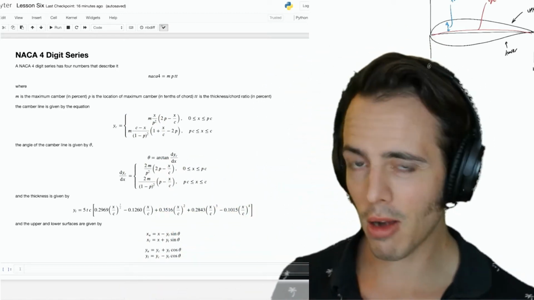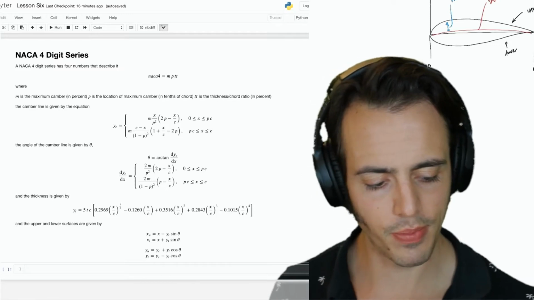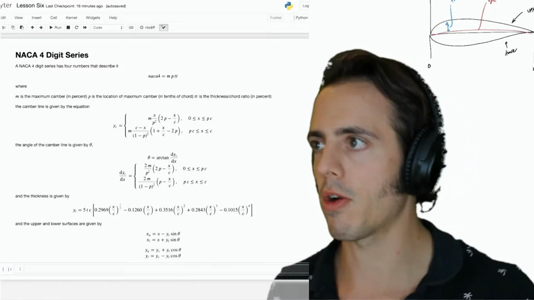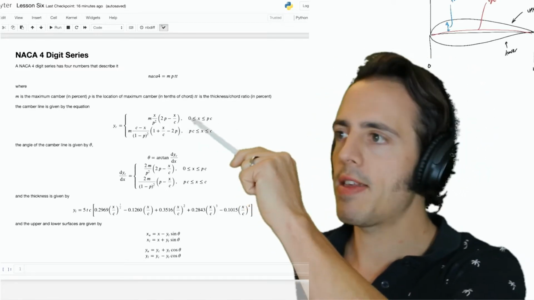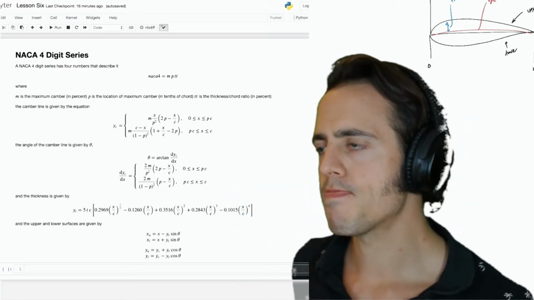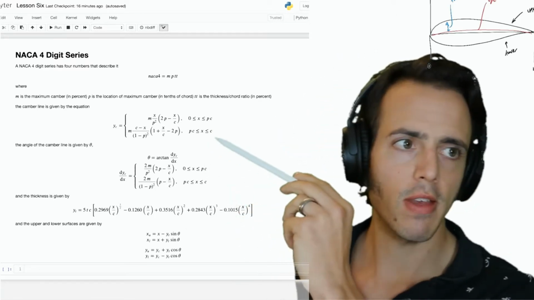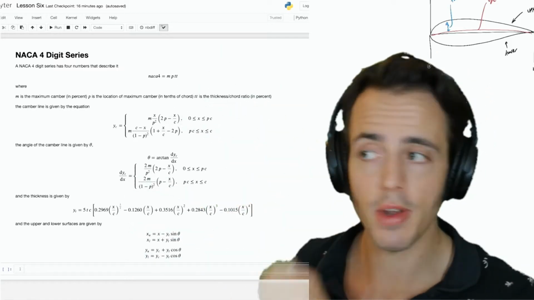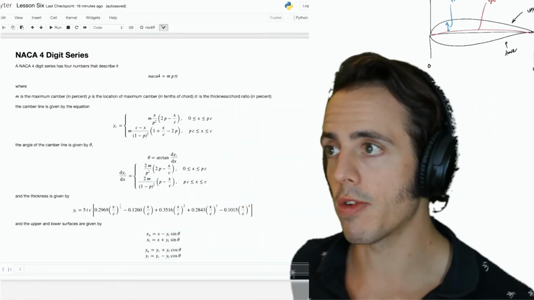If you like or don't like this, let me know and we can figure out what's the best means to get this information across. But what we've got here is an introduction. This is a Jupyter notebook that we're going to be using today, and in here is contained the information that describes how the NACA aerofoil, the 4 series, is created.